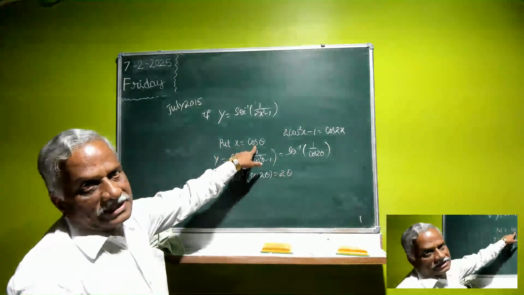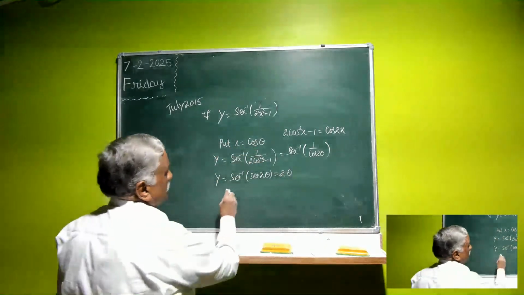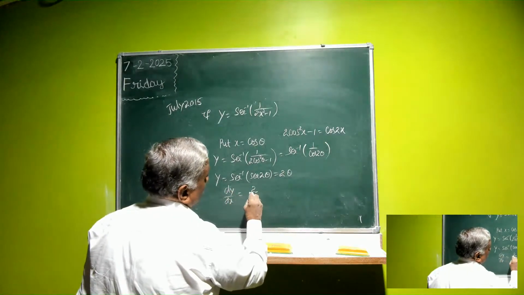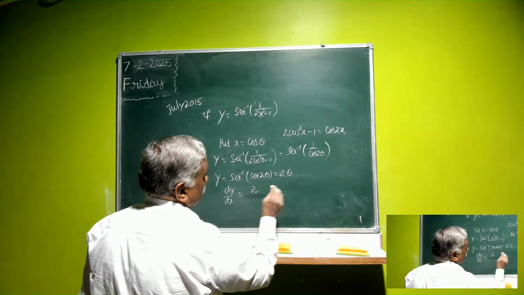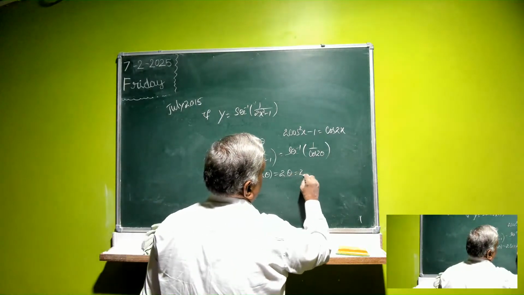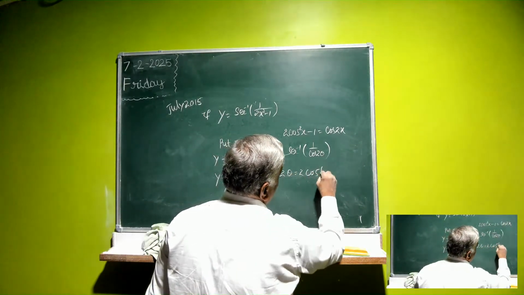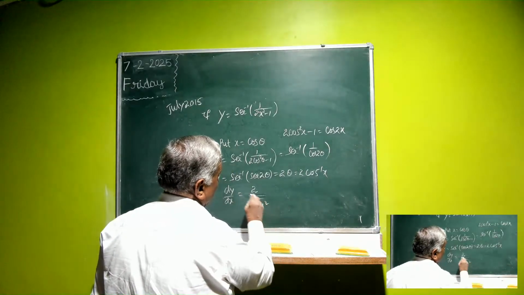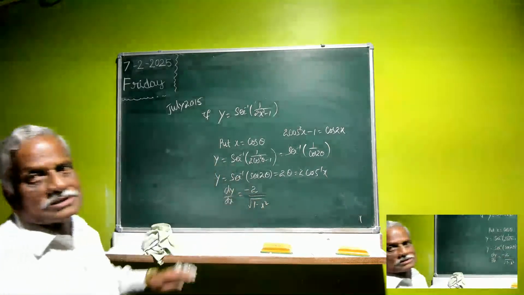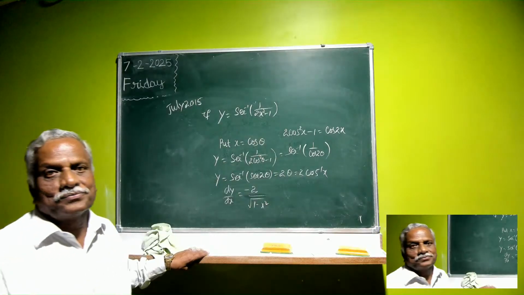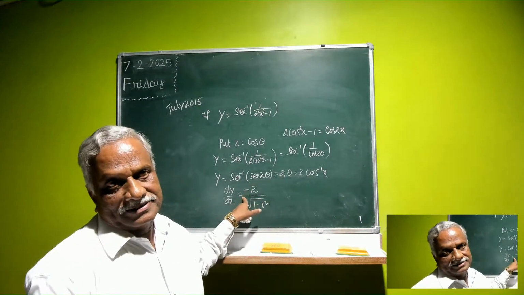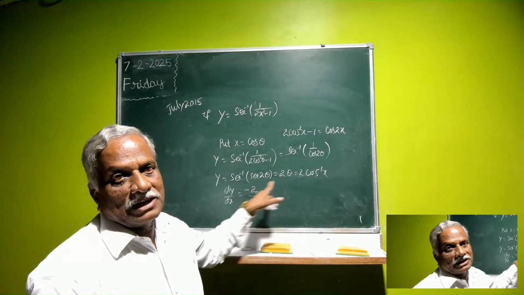But x is cos theta. What is theta? Cos inverse x. So y is 2 cos inverse x. Now differentiate: dy by dx is 2 over root of 1 minus x square. You get a minus sign because the differentiation of cos inverse is negative. Be very careful. If you don't write the negative sign for cos inverse and your score is more than 75, you lose 1 mark.